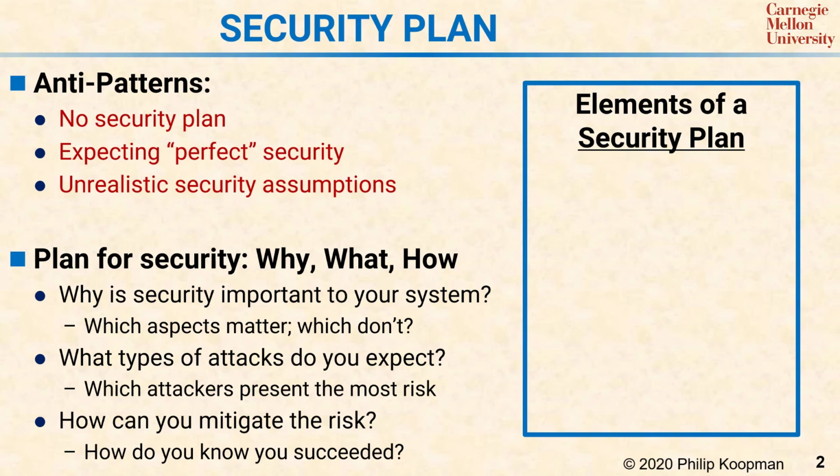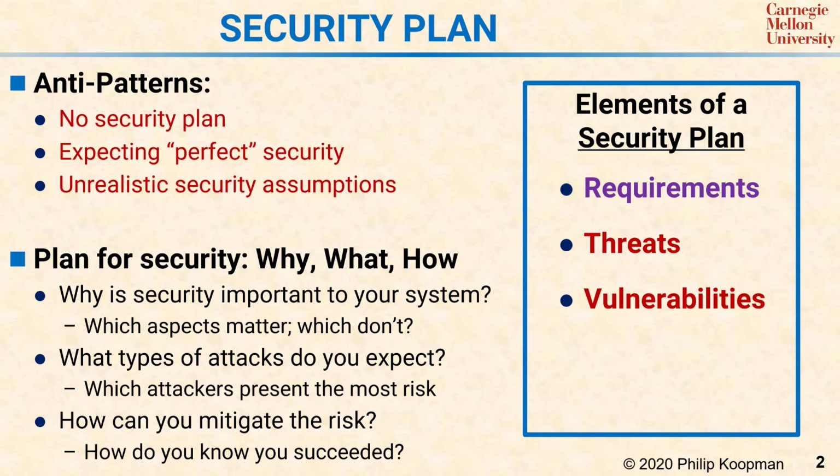A good security plan contains the following elements: a discussion of security requirements, an analysis of expected threats, an analysis of likely system vulnerabilities, plans to mitigate security threats and vulnerabilities, and finally, a plan to validate that mitigation has been successful, which has to include lifecycle monitoring of emergent threats and vulnerabilities.